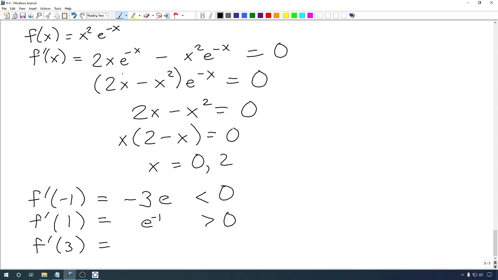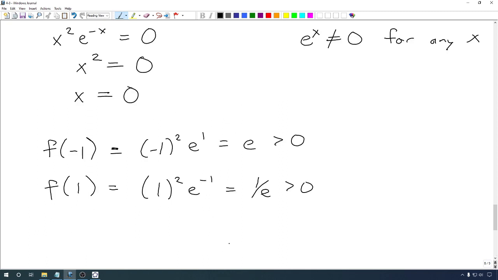Finally, if we plug in 3, now we have 6 minus 9. That's a negative 3. E to the negative 3. Of course, e to the negative 3, again, is just a positive number. It's the fact that we have a negative 3 in front that makes this negative. So we have a negative, positive, negative.